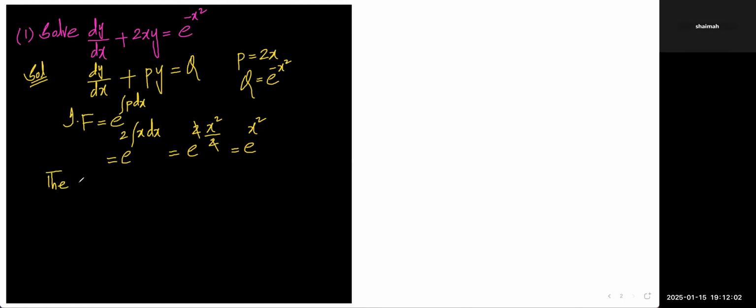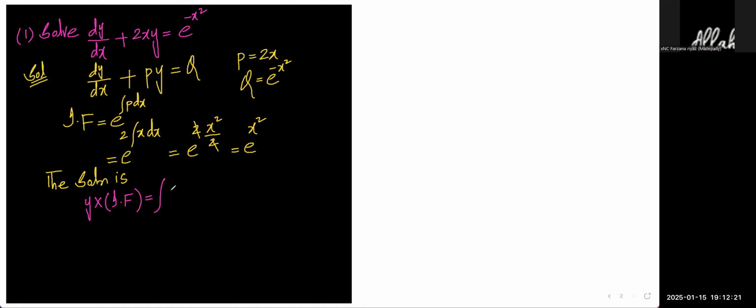Because the problem is not completed here. The solution is, what's the formula I said? Come on, remember? Y into integrating factor is equal to integral of Q into integrating factor dx plus c. We won't use c over here; in the last step, when I'm adding, then we'll add c.